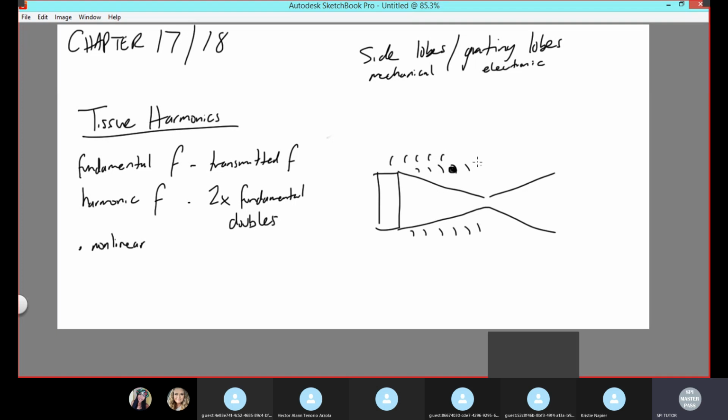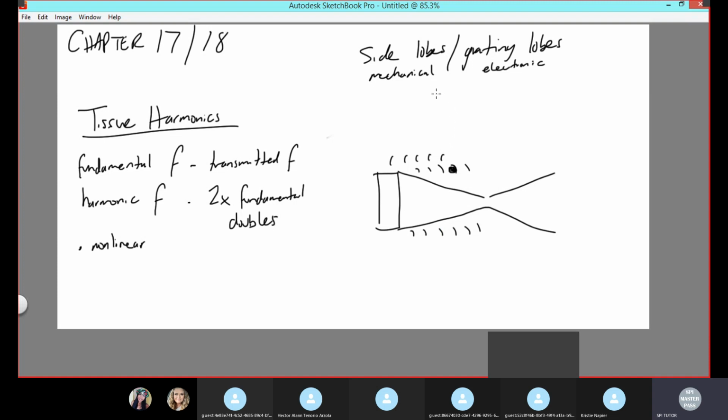When you have tissue harmonics, it makes your main beam even more narrow and stronger. So when you do that, it sort of doesn't really pay attention to anything on the sides. So it's more likely that you're going to ignore anything coming from the sides. And that's why it says that it would reduce the likelihood of side lobes and grating lobes.